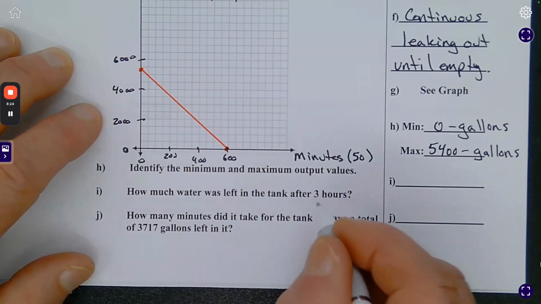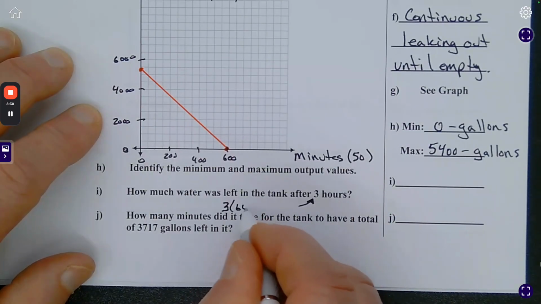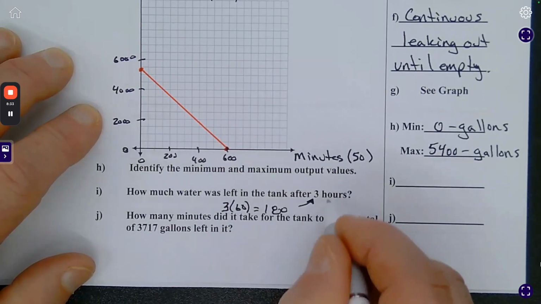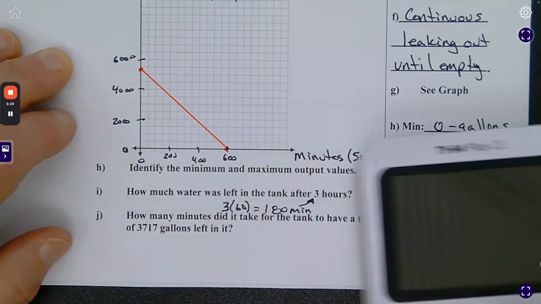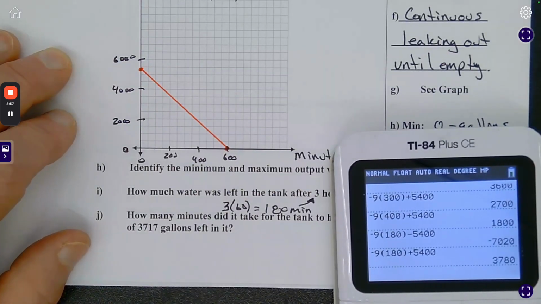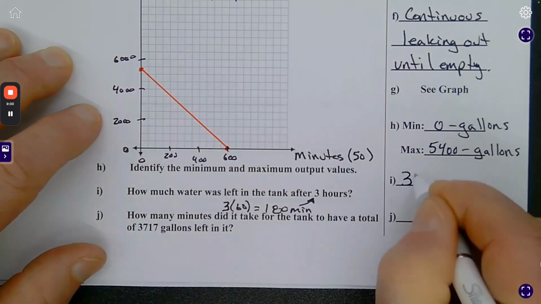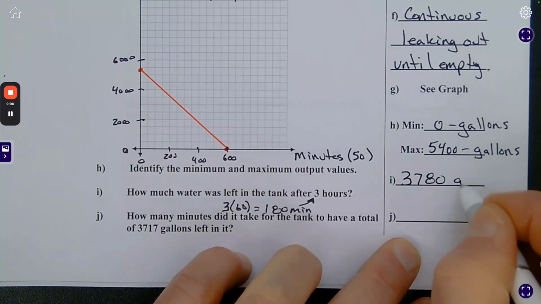Okay, how much water was left in the tank after 3 hours? Hey, wait a minute now. We need to convert that to minutes. So I'm going to do 3 times 60. That's 180. So 3 hours is equivalent to 180 minutes. I'm going to substitute that into my minutes. So I'm going to go -9 times 180 minus 5,400, and that didn't go well. I think what I should have done is made that a plus instead. 3,780 gallons. That's how many gallons would be left after 3 hours, and that's equivalent to 180 minutes.